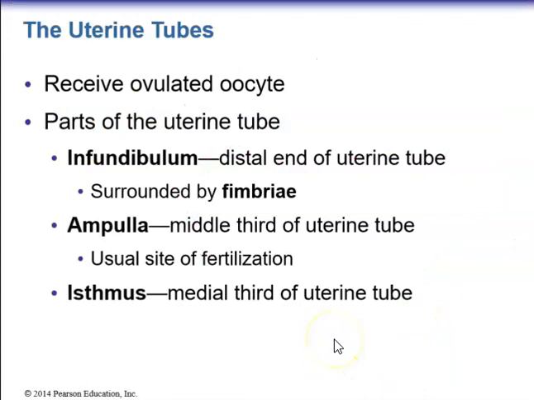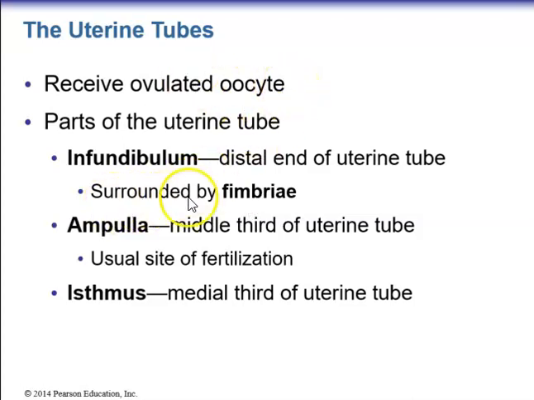The next structure is the uterine tubes, or the fallopian tubes. So the fallopian tubes receive the ovulated oocytes, and we have different parts to the fallopian tubes. So first, where the fun begins, is the infundibulum. This is the distalmost end of the uterine tube, and it's surrounded by the fimbriae. Again, the fimbriae are these finger-like projections that enclose the ovary and catch the ovulated oocyte.